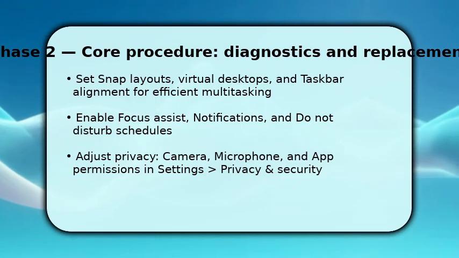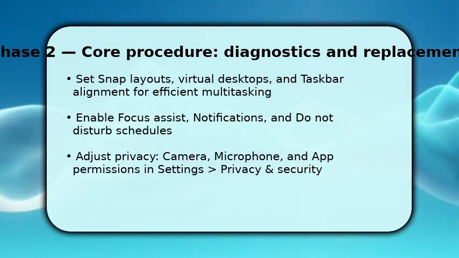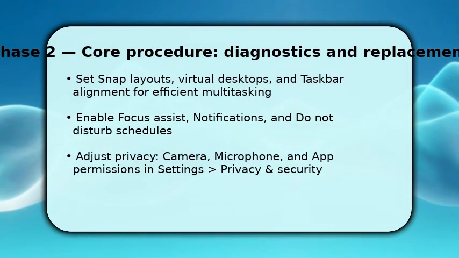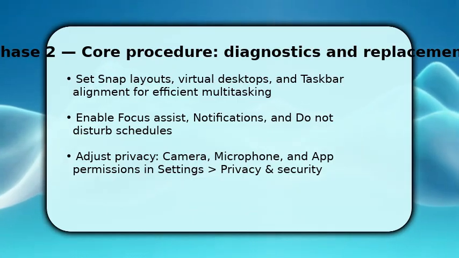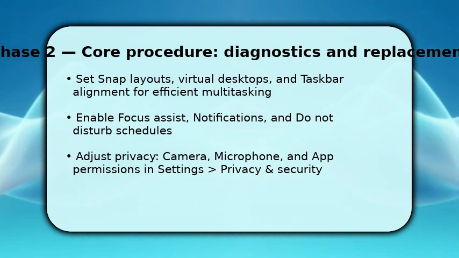Enable focus assist and customize notification rules so interruptions only happen when needed. Also, check privacy and security to set camera, microphone, and app permissions. That prevents apps from accessing data unnecessarily and keeps your system secure while you work.